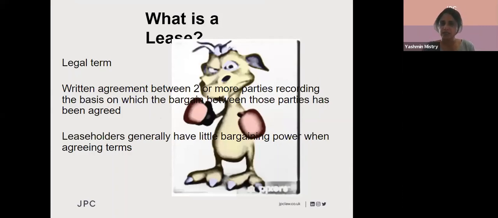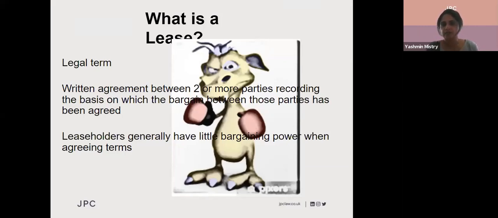That's different to an AST or a short hold tenancy. In that situation, the tenant doesn't have any security of tenure, or they don't have a property interest. However, with a lease, you have got the lease, which is effectively the contract. And this is what I keep saying when I'm approached by leaseholders or property managers with questions. The first thing that we'll ask is, what does the lease say? Because essentially that's the contract that you need to keep going back to.